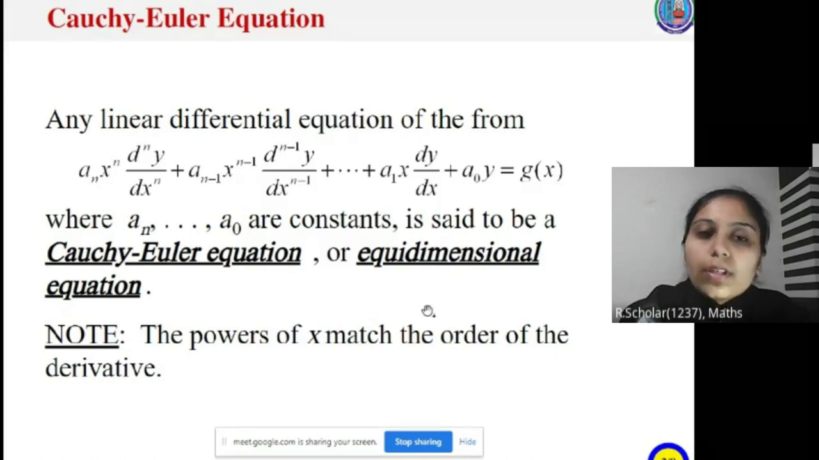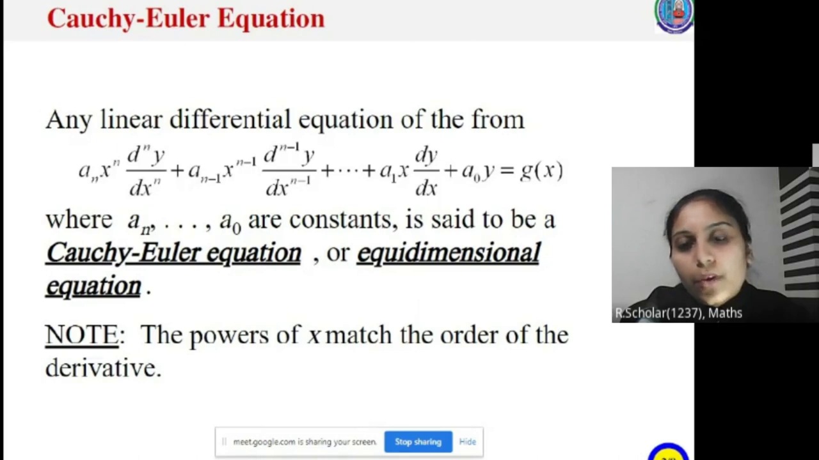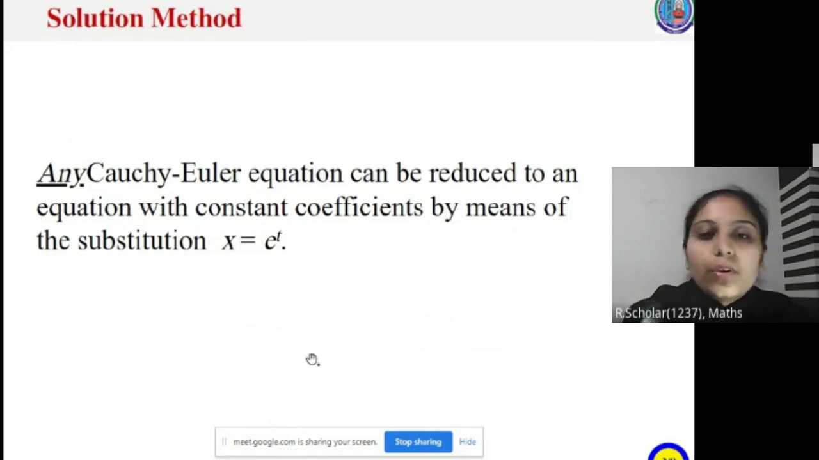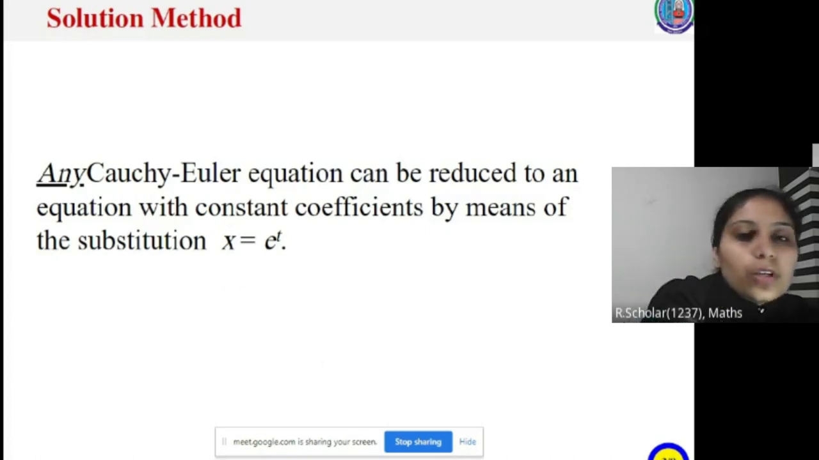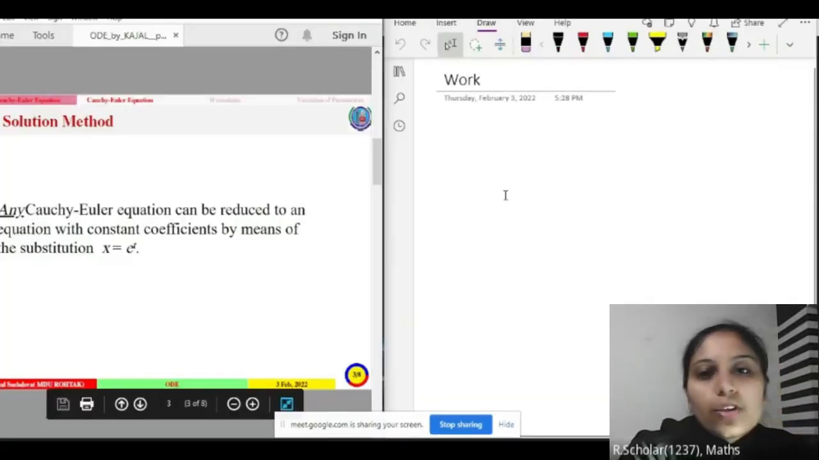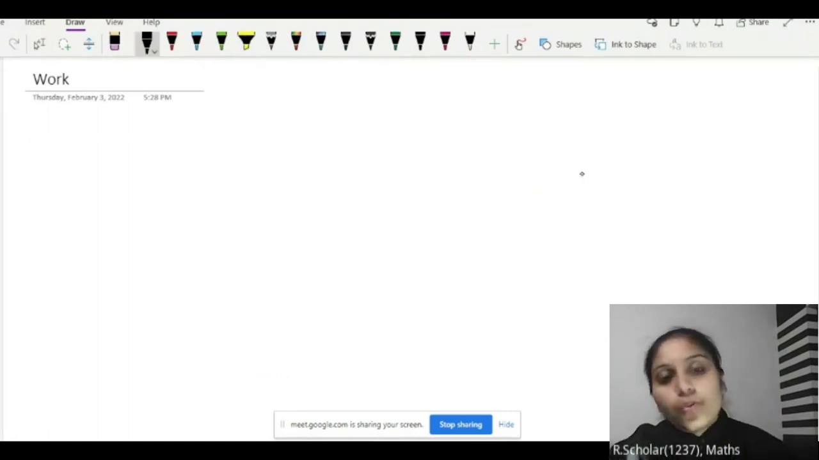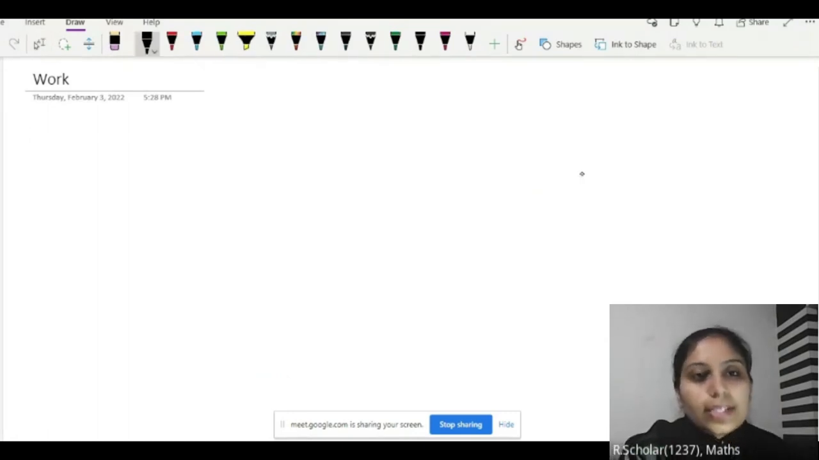So for this we have a method to find the solution. We even have a short trick to find the solution. Just put x is equal to e raised to power t. We will do a substitution: x is equal to e^t. By this substitution, our Cauchy-Euler equation will be converted to an equation with constant coefficient, whose solution we know earlier. So let's take an example.